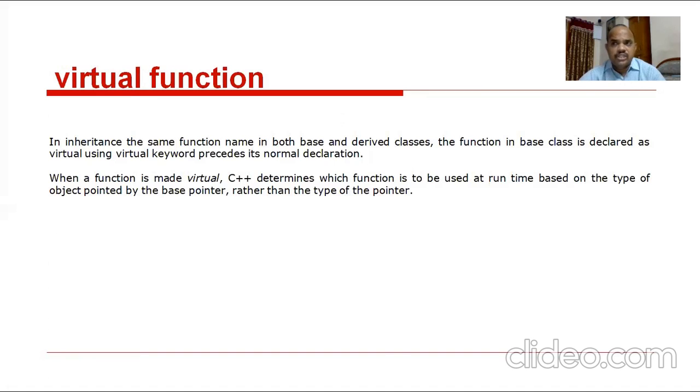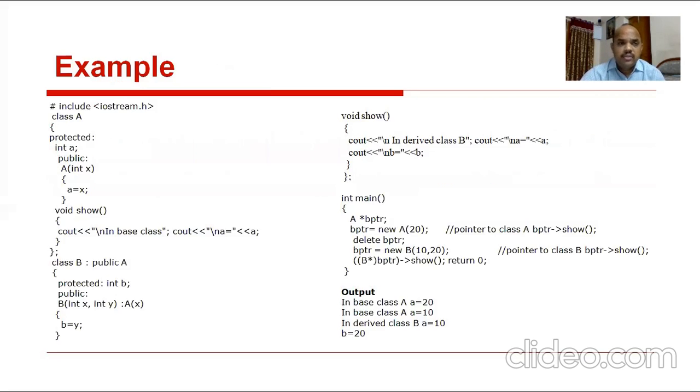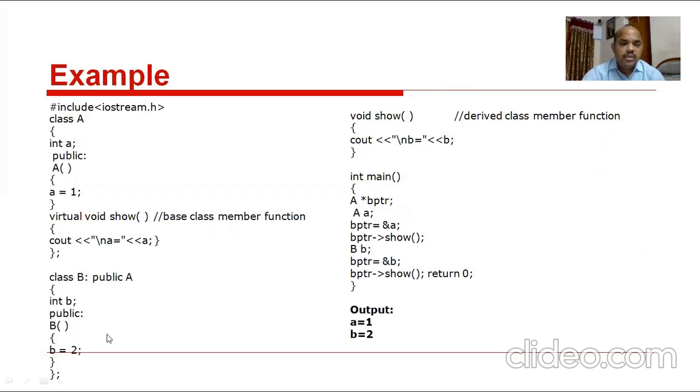All of you, then virtual functions. Simply, what is virtual function? In inheritance, the same function name in both base and derived classes, show, already seen. So the function in base class is declared as virtual using virtual keyword. Clear? So here simply the virtual keyword, I repeat the same. In inheritance, the same function name in both base and derived classes, it is show in base class and show in derived class. Clear?